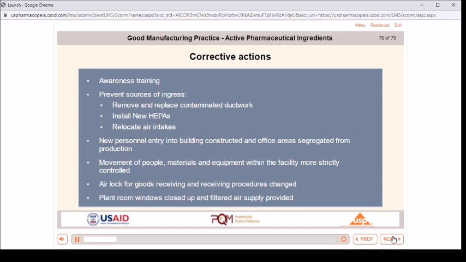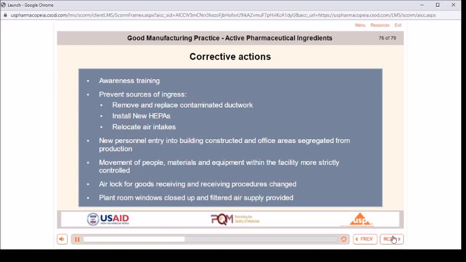2. In order to prevent the main source of ingress, the HVAC system, it was necessary to remove all contaminated ductwork and replace it. The contaminated HEPAs were replaced, and an additional bank of HEPAs was installed immediately after each air handling unit to reduce the burden on the final HEPA filters supplying air to the room. 3. The air intakes were relocated such that they were away from and not facing the beta-lactam factory.